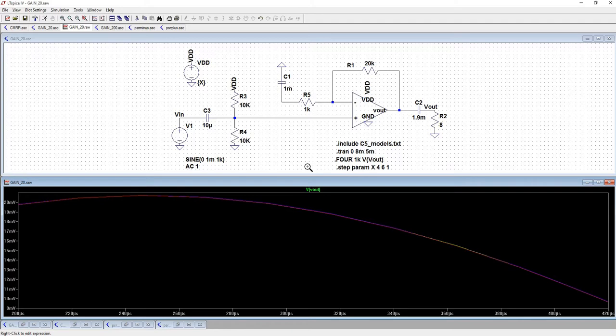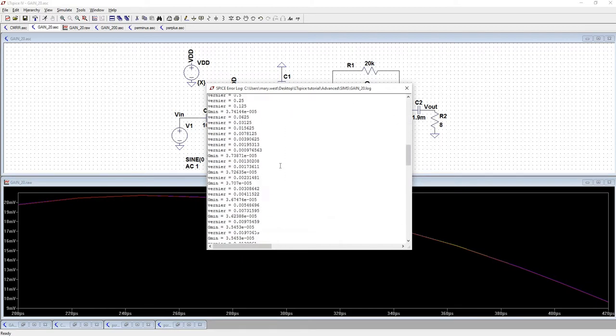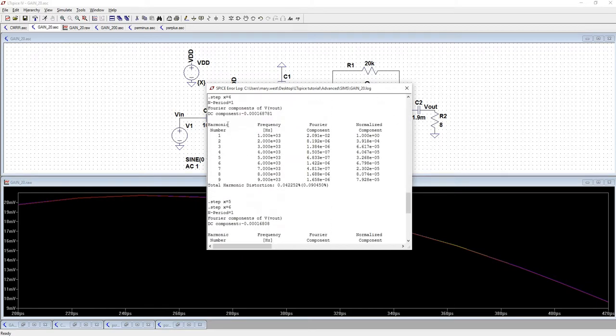Okay, so now let's see what our total harmonic distortion is for this LM386 model set at a gain of 20. So when you do a .four, what you have to do is go to View, Spice Error Log, and then you're going to scroll all the way down, and then here you're going to start seeing harmonic frequency for your component, and the total harmonic distortion is at 0.42%, so a little less than a half of 1%, which is excellent.